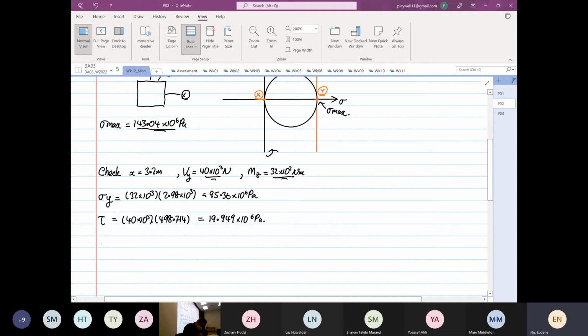So from here, we calculate our stress average, which is 95.36 times 10 to the power 6, plus 0, divided by 2. That is 95.36 times 10 to the power 6 divided by 2, which is 47.68.